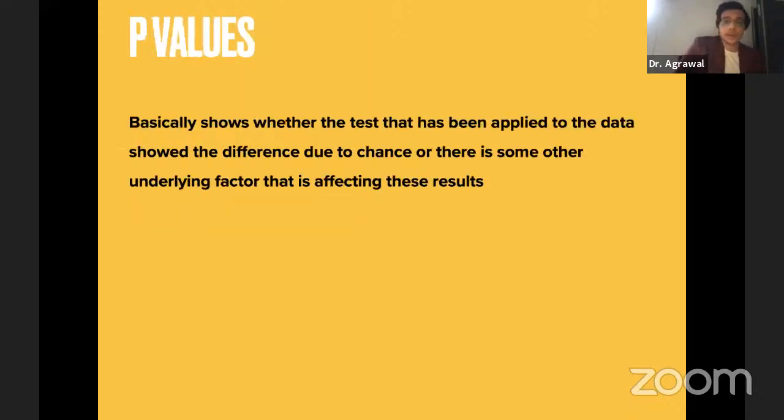It basically shows whether the test that has been applied to the data showed the difference due to chance, or there is some other underlying factor that is affecting the results. So if you have given, say, 10 grams of salt to a group of 100 people, and 20 grams and 1 gram of salt to other groups of 100 people, right?